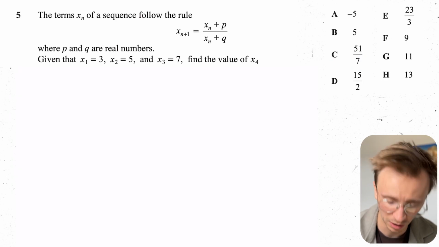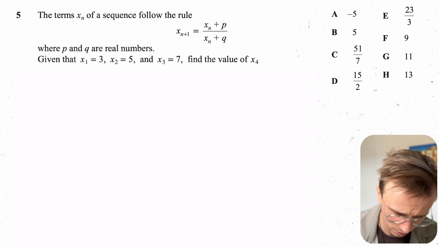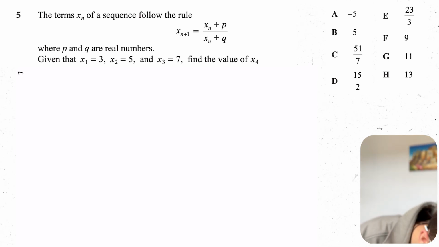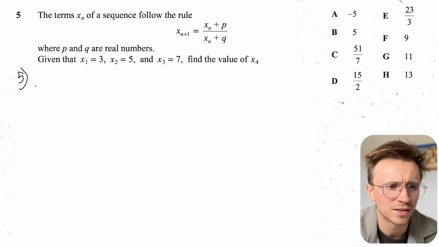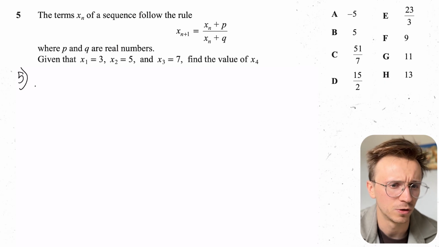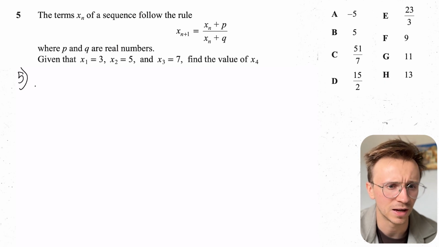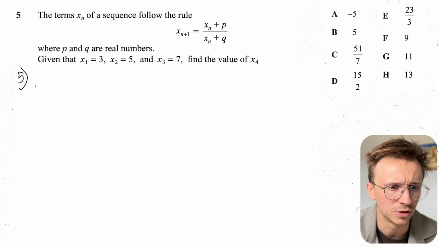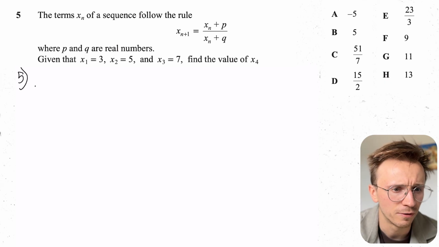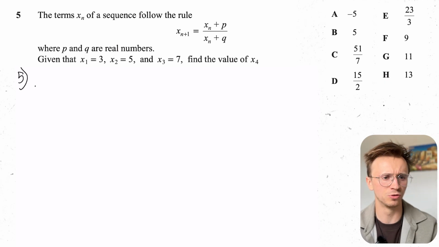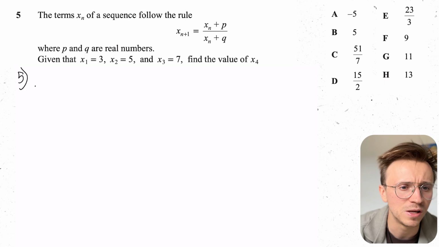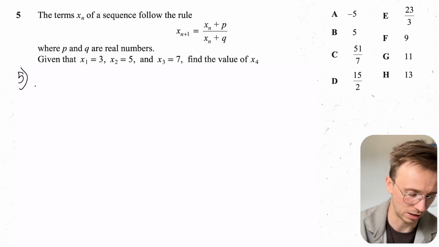And on to 5. That one took me a bit more time than it should have. The terms x_n of a sequence follow the rule x_(n+1) = (x_n + p)/(x_n + q). Given that x_1 = 3, find x_4. Okay, so I'm just going to use the rules and find what p and q are, and then I can find the next one.